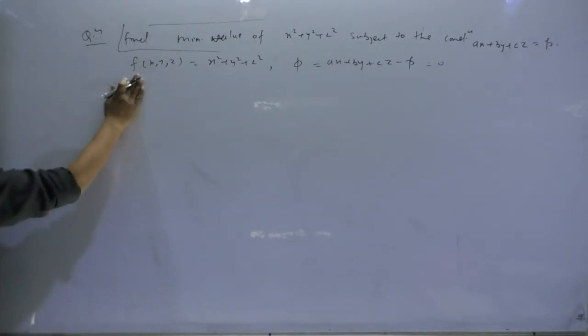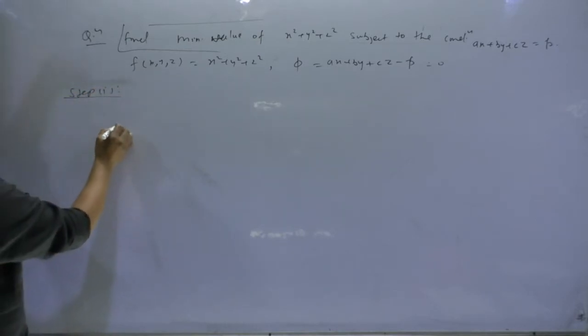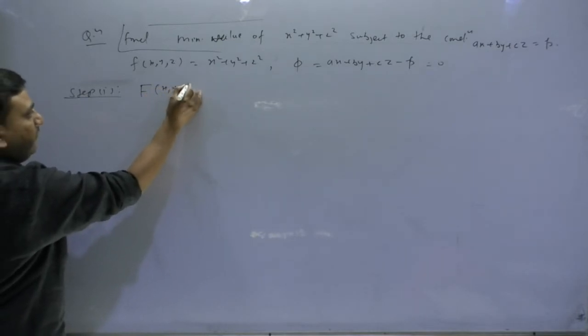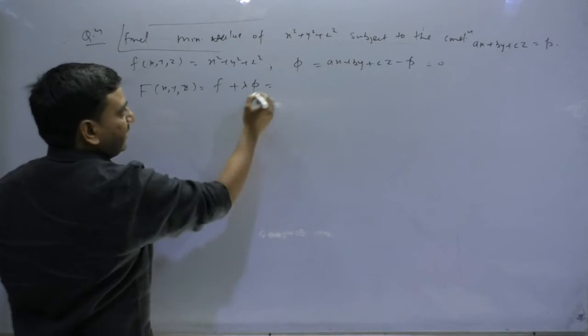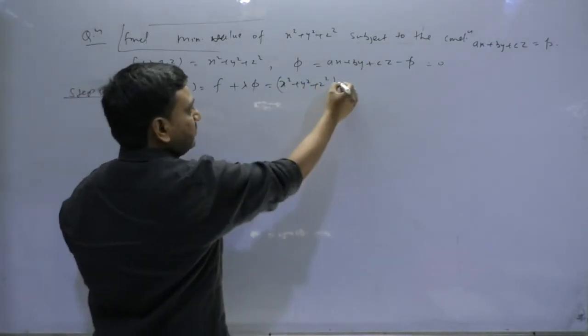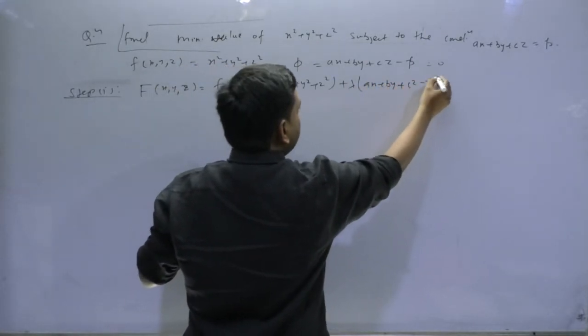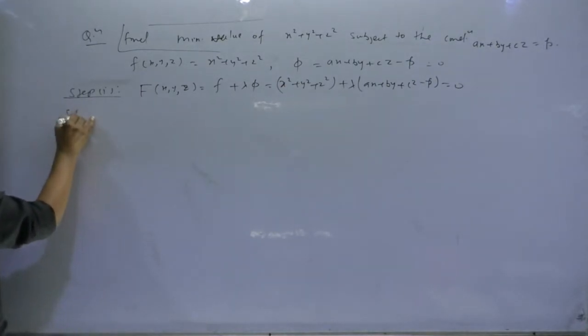I'll take from this side, so that the things are clear in a single shot. So construct F(x,y,z) = f + lambda phi, and that is nothing but x square plus y square plus z square plus lambda into (ax plus by plus cz minus p) equals 0. Step 2.